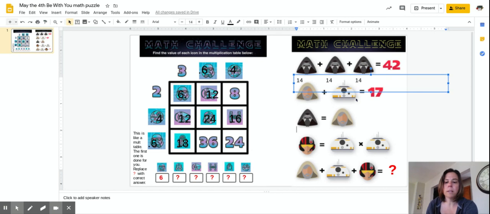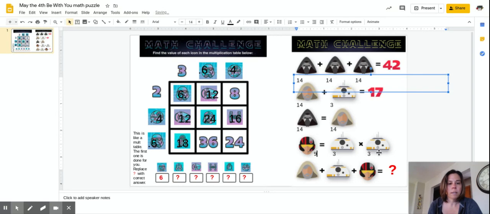So then I know that this guy would be 14. So then this equals this. So that means this is also 14, excuse me. So then if I go back up here, 14 plus what is 17? I know that's 3. So then I can go down here. So then I know these two guys are 3. So then 3 times 3, and so this guy would be 9.